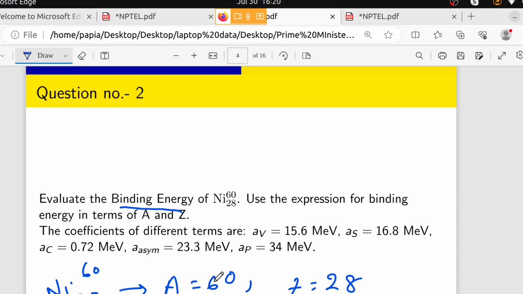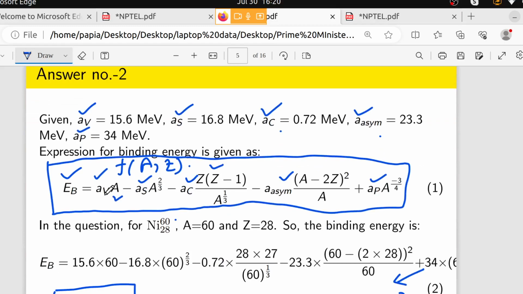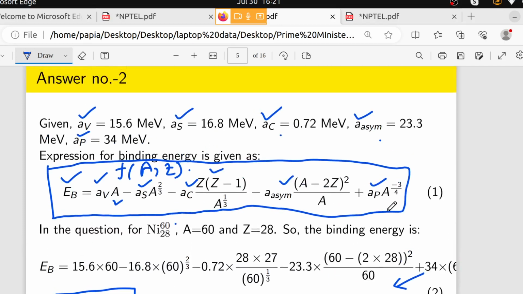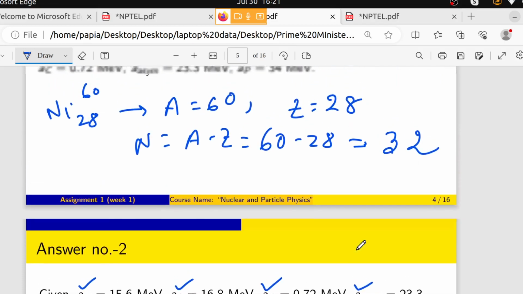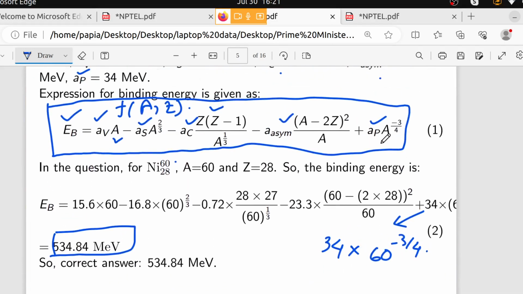So this is the expression for the semi-empirical mass formula, and here AV, AS, AC, A asymmetry, AP I have already mentioned. AV is for volume correction, AS is for surface correction, AC is for Coulomb correction, A asymmetry is for asymmetry correction, AP is for pairing correction. We have to be careful of the AP values also. As you can see, A is 60 and Z equals 28. If Z equals 28, then N equals 32. Both are even numbers, so obviously AP will be positive, 34 MeV.